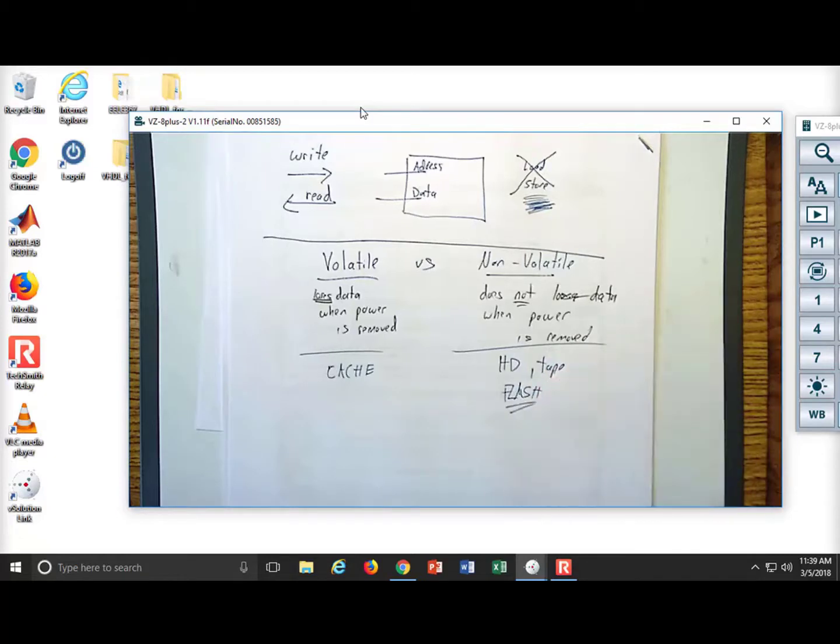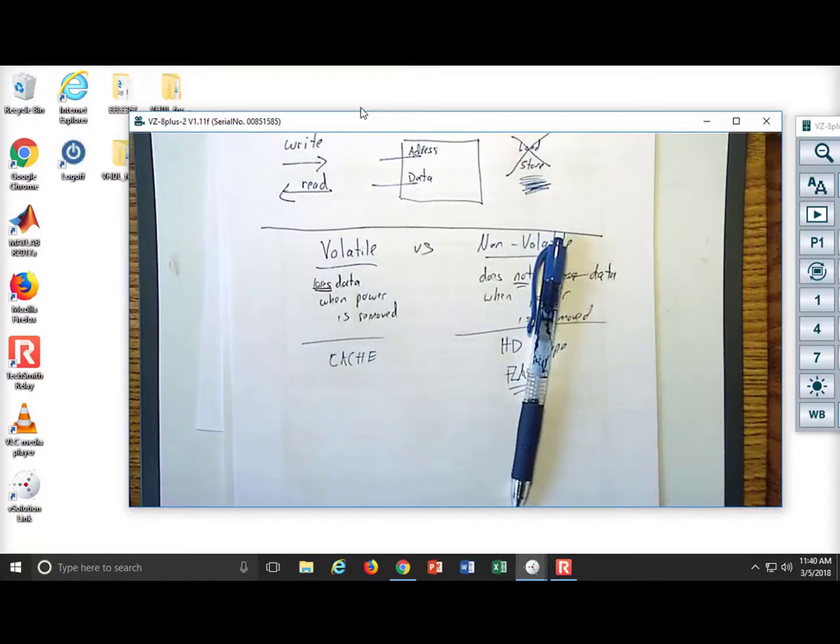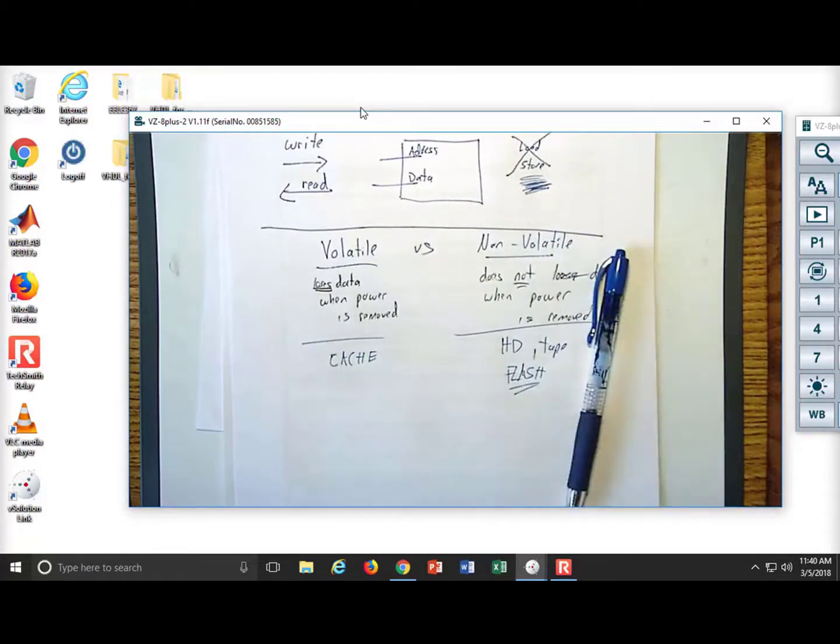Wow, flash. And we don't even know PROMs. We don't even know what these terms are. That's kind of what comes next when we start talking about the memory technologies. But that's just the big terminology, volatile versus non-volatile.